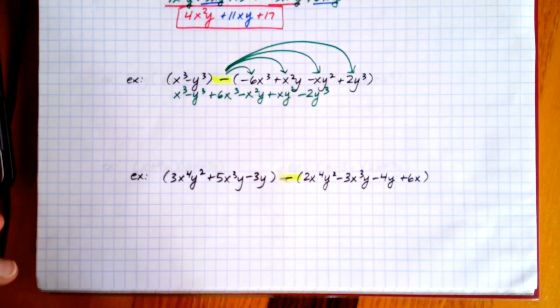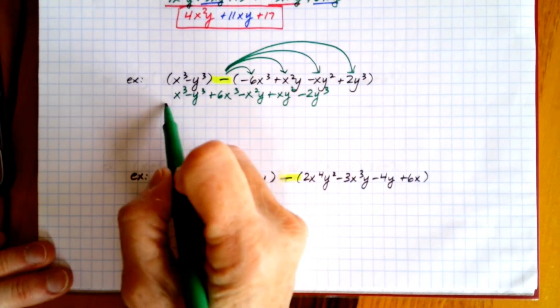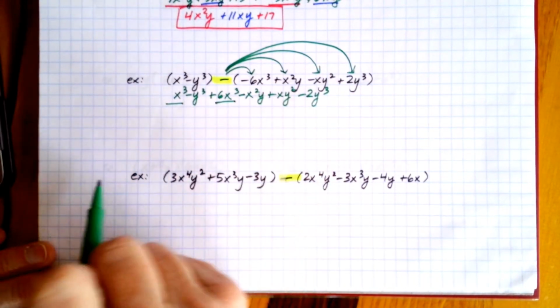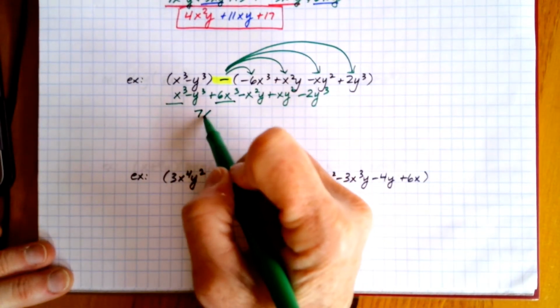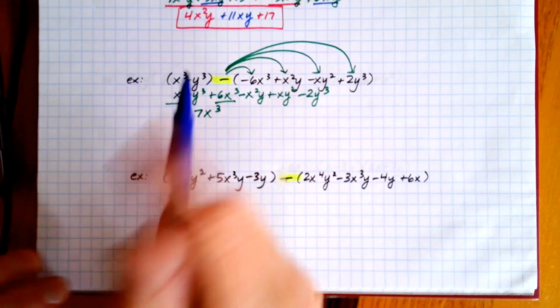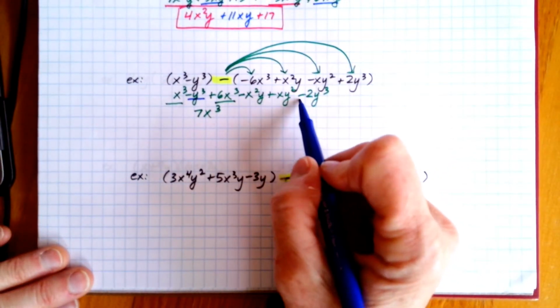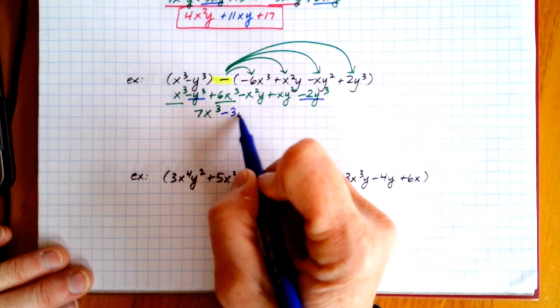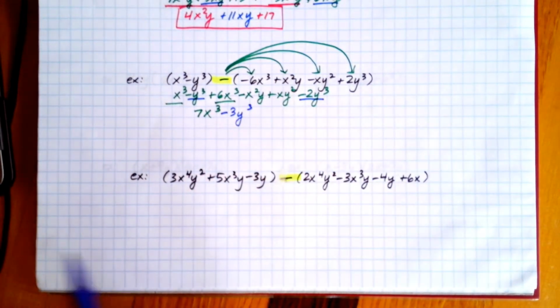And now we're going to look for like terms here. I've got an x cubed here, another x cubed, it looks like that's it, so I've got 7x cubed. And then I have minus y cubed at the beginning here, and I've got a minus 2y cubed, which makes it minus 3y cubed. Very good.